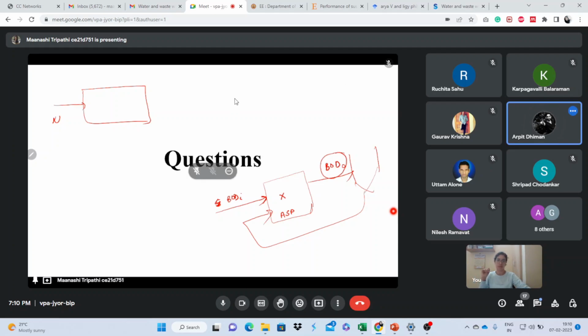Ma'am, is there any formula for calculating how much sludge is to be wasted and how much is to be recirculated? Yes, absolutely. When you come to ASP, the activated sludge process, you will get a whole list of formulas: how much it should be recirculated, how much to waste, what will be the degree of treatment, the recirculation ratio, everything. Okay, ma'am. Thank you.